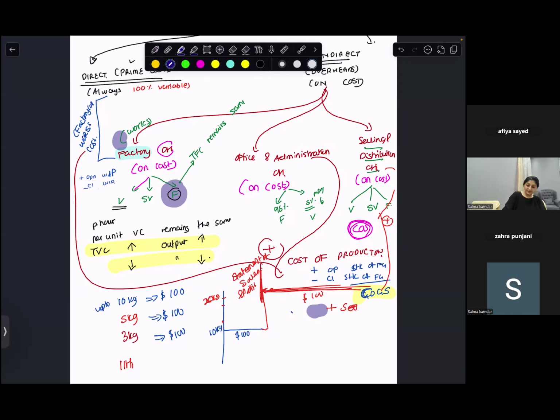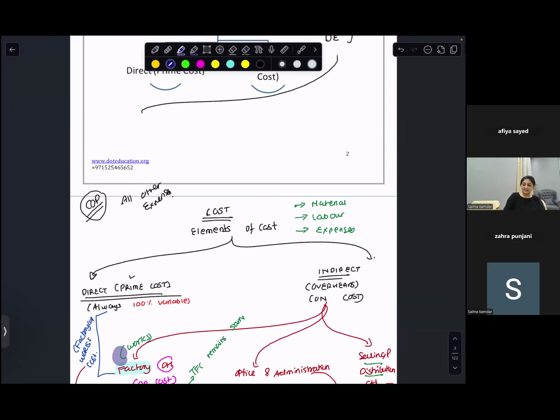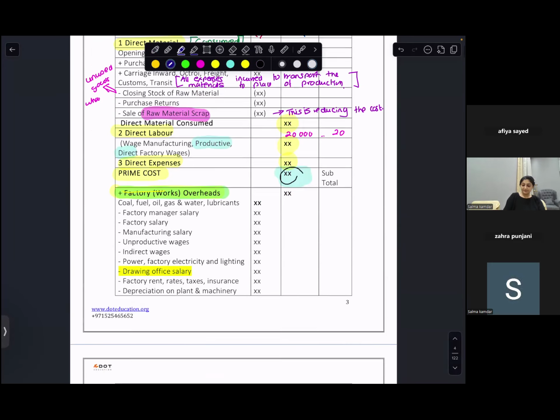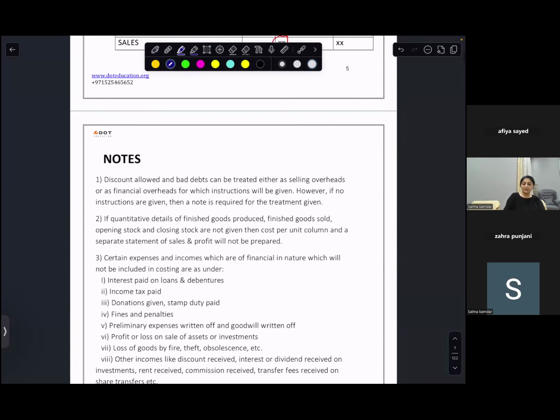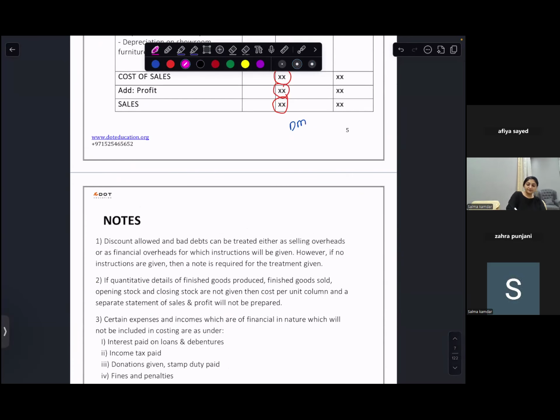Cost of goods sold and cost of sales are different. Cost of goods sold is before adding the selling and distribution. After adding the selling and distribution, what will you get? Cost of sales. Add profit gives you sales. Do you want to repeat again? Come on. Say.